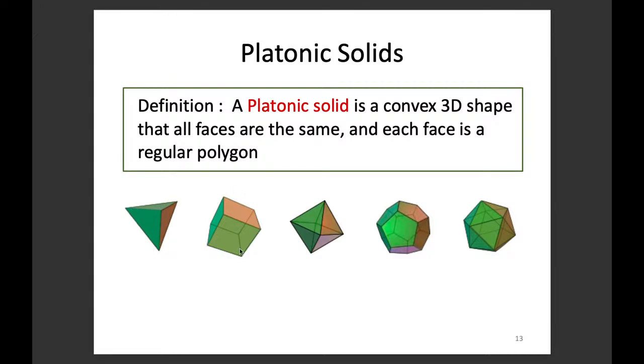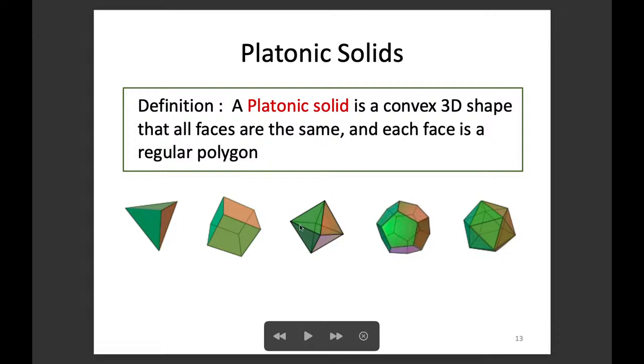So for instance, let's look at this one. This is the usual regular cube that we see every day. So it is a shape with six faces, and each of the faces is a regular square. So it is a regular quadrilateral, so it is a square. And this one, we call it a tetrahedron. Each of the faces is an equilateral triangle, and there are altogether four faces.